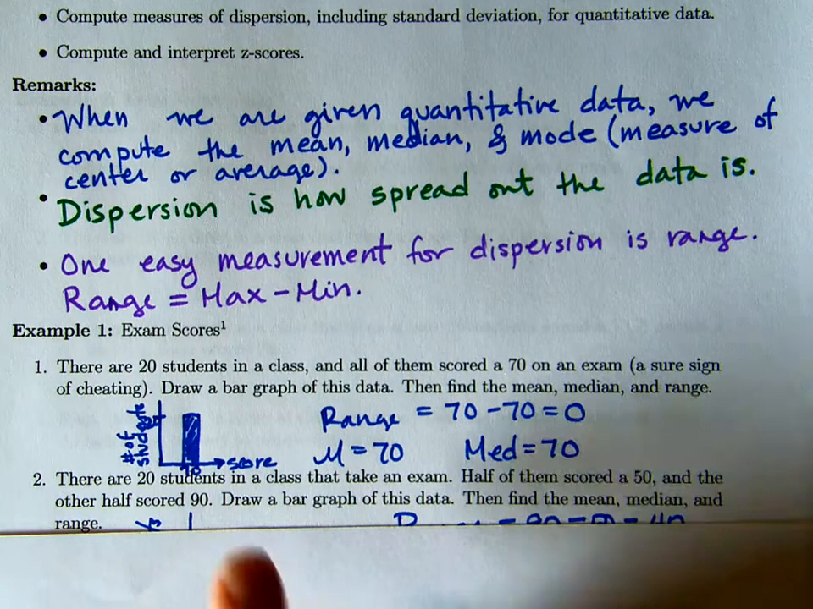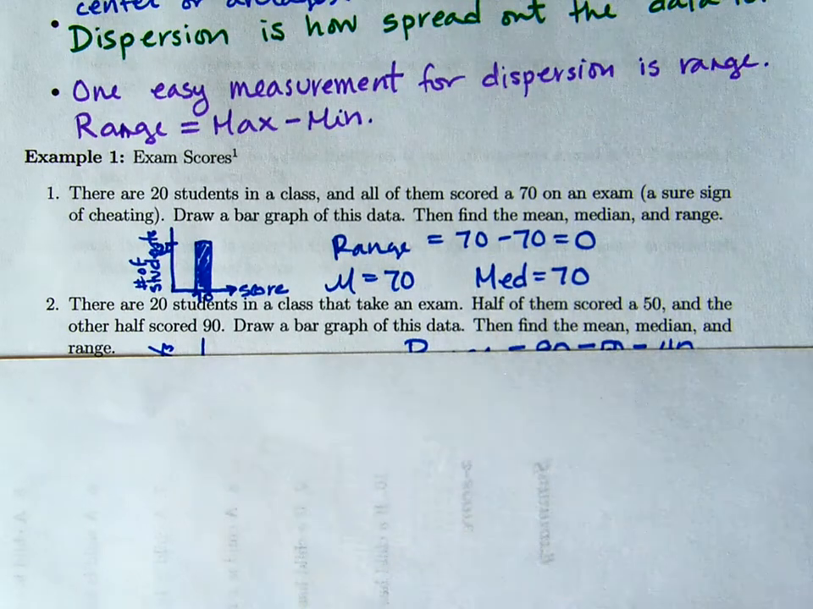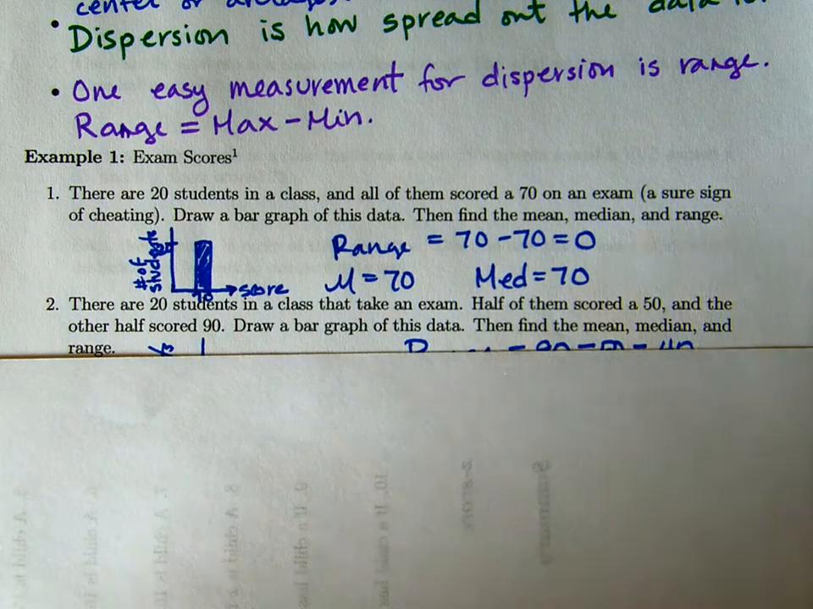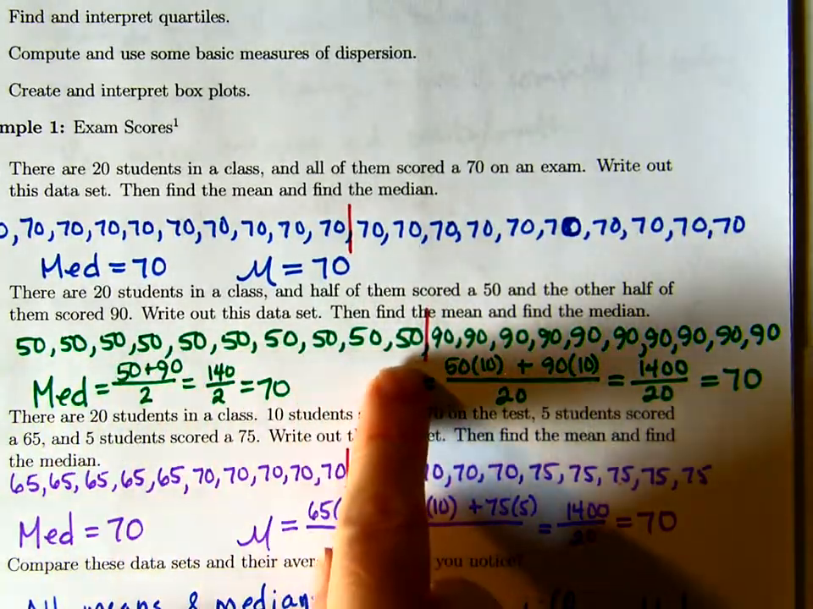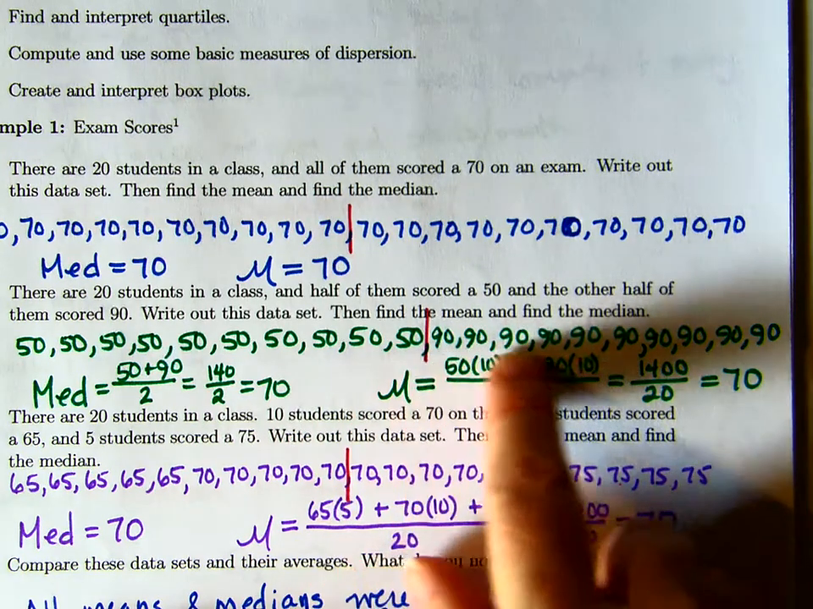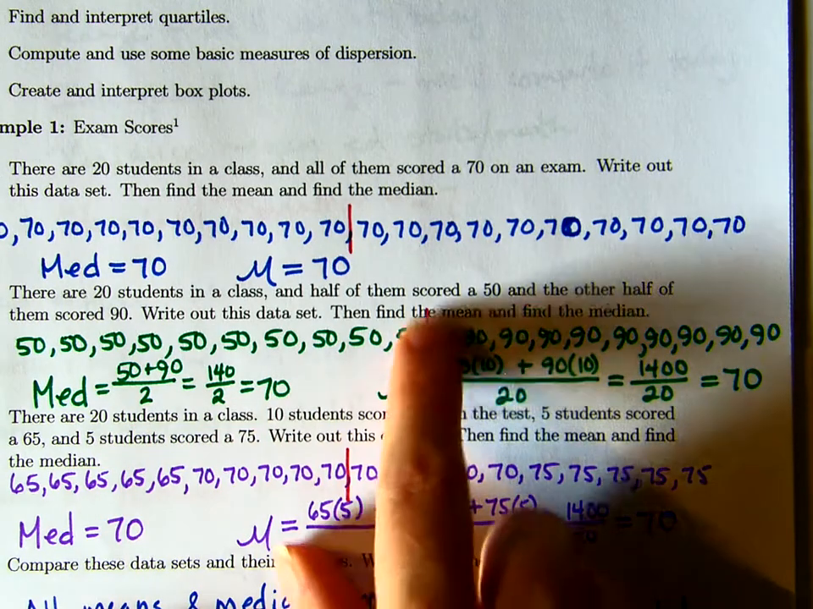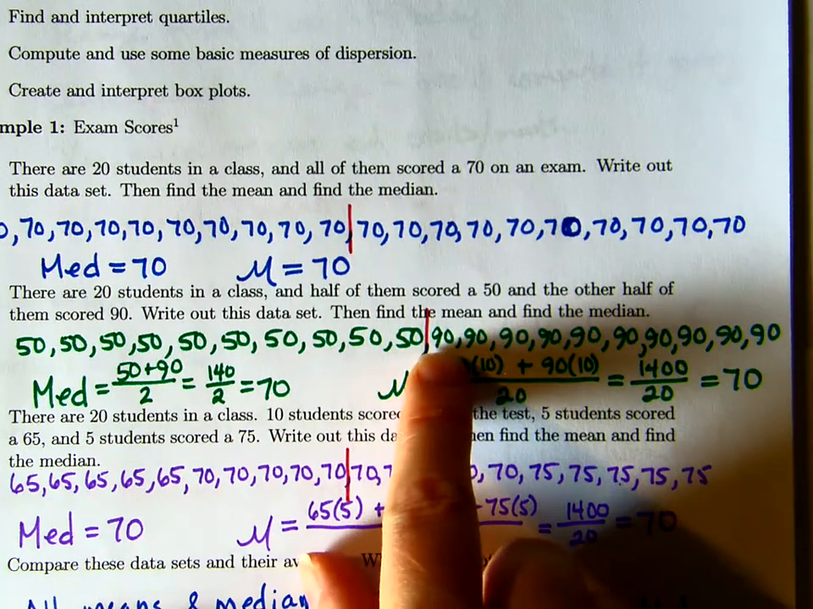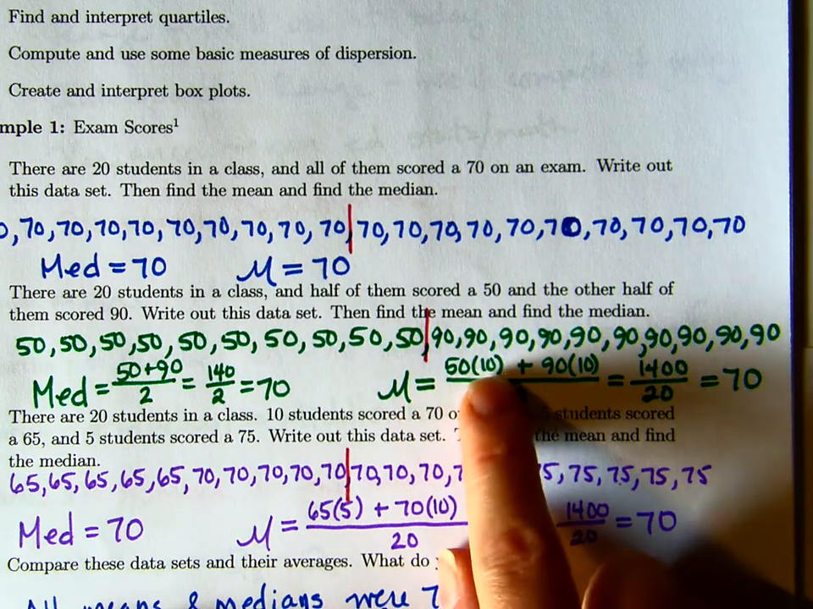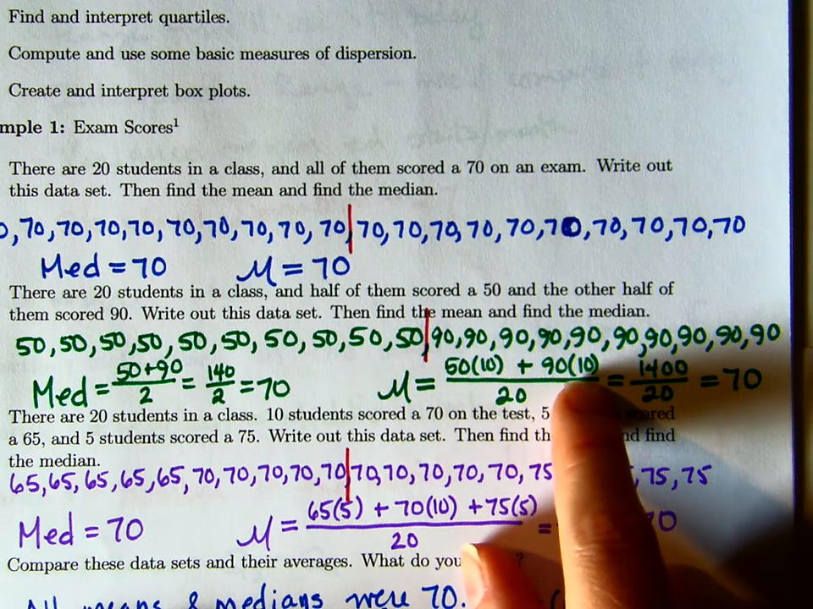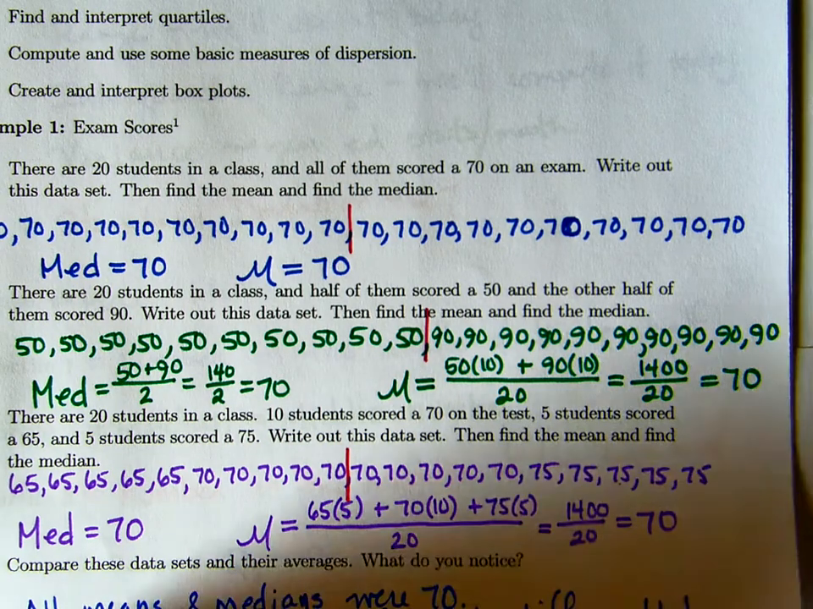Okay, in number 2, there are 20 students. Again, half of them score a 50 and the other half score a 90. So I'm going to show you that data set all written out. Half of them, so 10 of them scored a 50 and failed, and the other half of them scored a 90 and got an A. Now the middle number is a 70 because it's halfway between 50 and 90, and the mean average, well, there was 50 added 10 times, plus 90 added 10 times, and that had a class mean average of 70 as well.